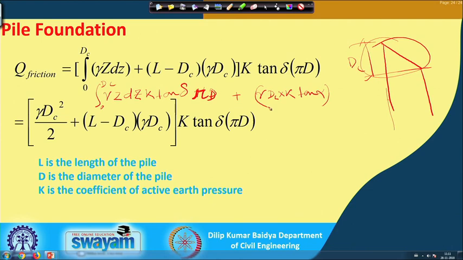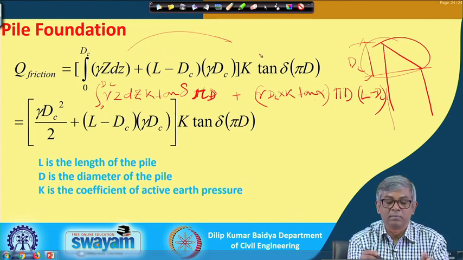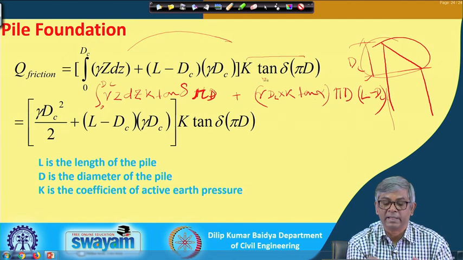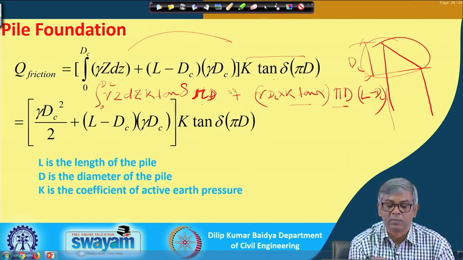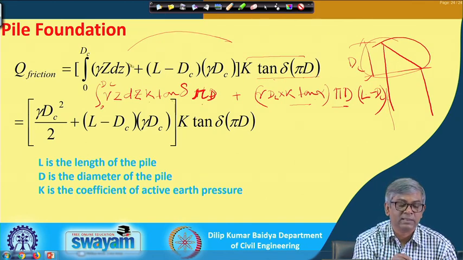And then if this is constant, then you have to multiply by the surface area. The surface area will be pi multiplied by d multiplied by L minus dc. So, you can see this part is written. So, this plus this is nothing but this. I have written it a little differently here, because these are the common things: k tan delta pi d is common here, and here also k tan delta pi d is common. Because of that it is taken out, and this is kept inside, and this is the integral.